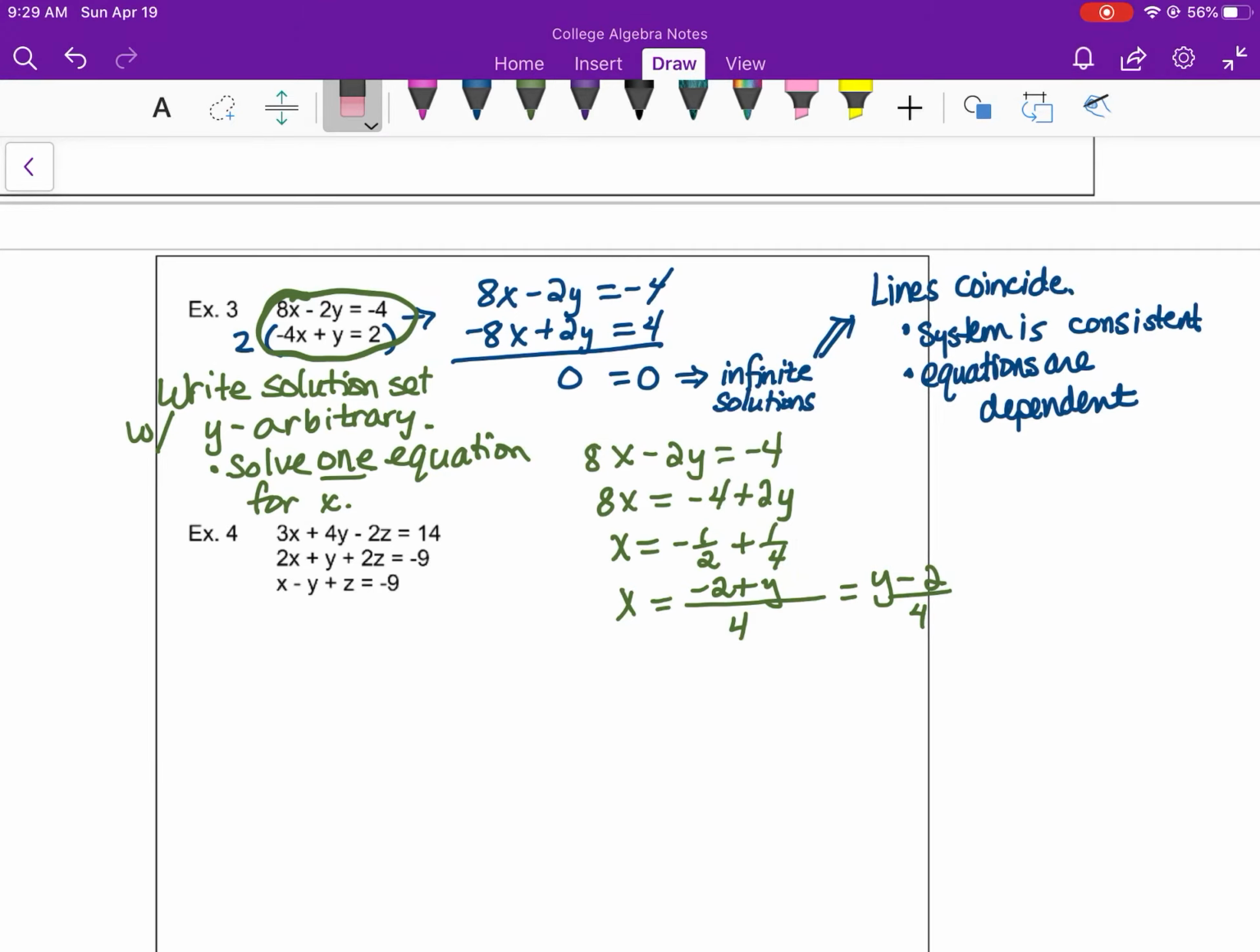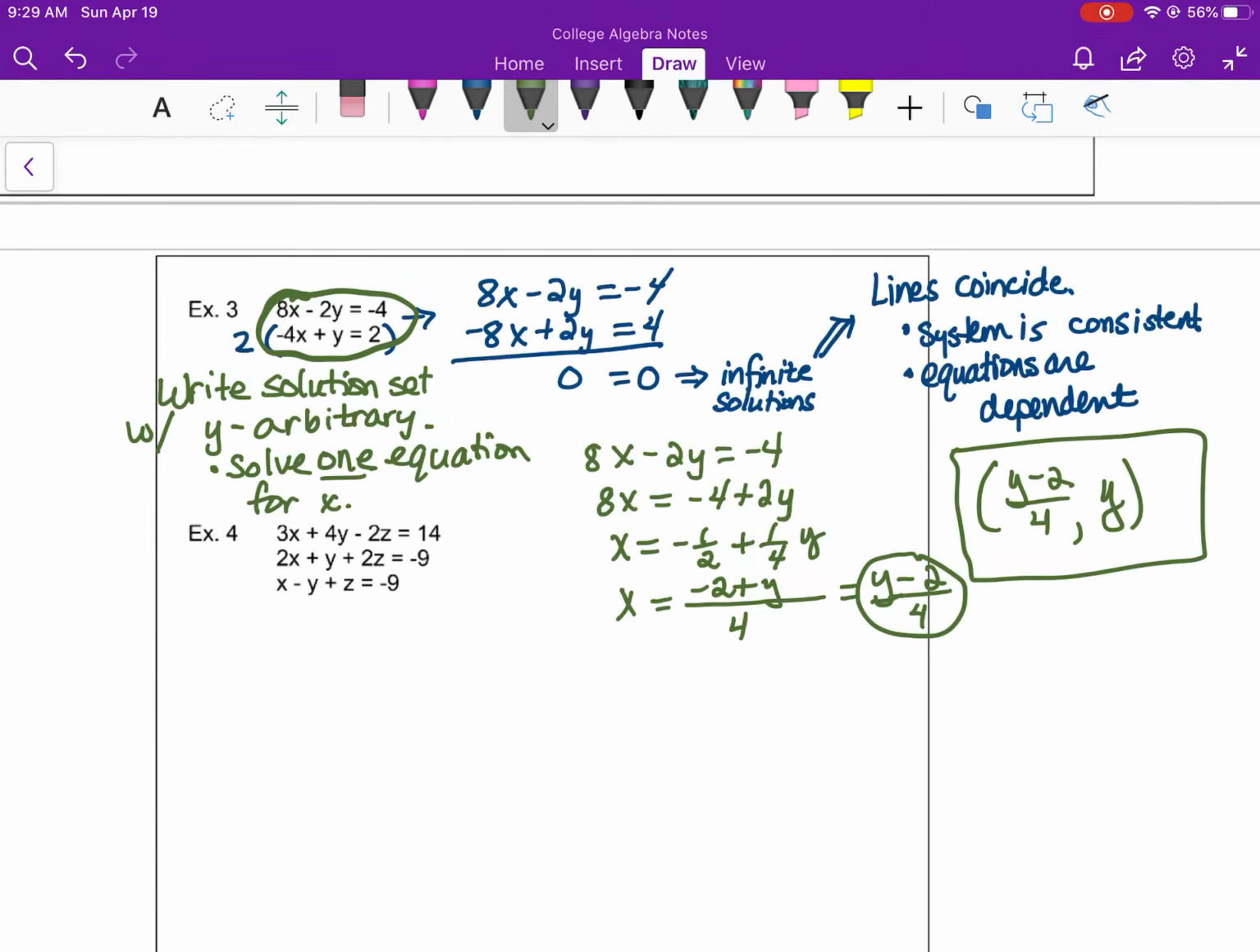Remember right here, your y is actually part of the numerator. When it sits out there, it's part of the numerator. So there's your x. So what we're going to do is say, okay, if y is arbitrary, this represents the x in my ordered pair. And y is just going to be y. So you've generated basically a formula to find x given y, and if you plug a particular y value in, then that point is going to be on the line.